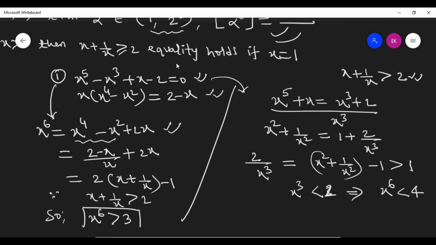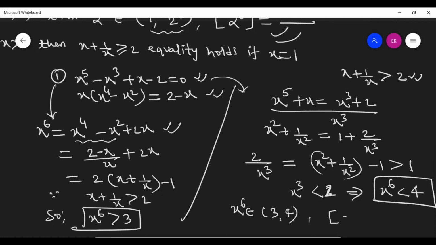So here we have got x to the power 6 is greater than 3, and here we got x to the power 6 is less than 4. Combining both these cases, we can say that x to the power 6 belongs to 3 to 4. Hence, the greatest integer of x to the power 6 is equal to 3. Okay. So this was the solution for this question.